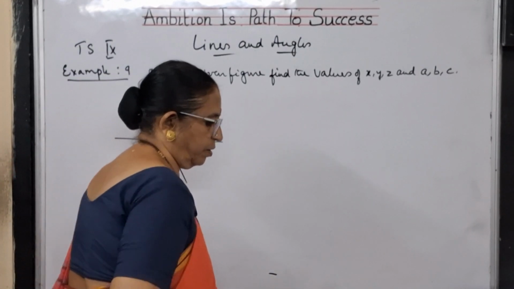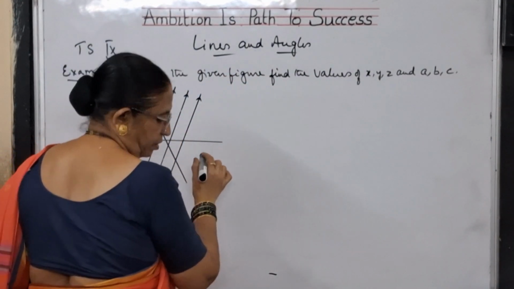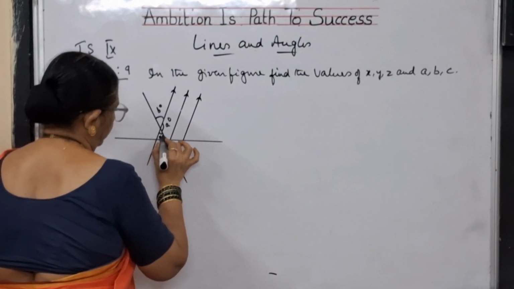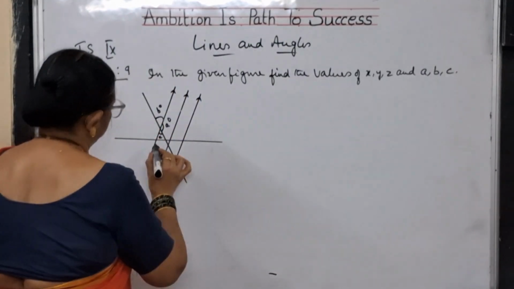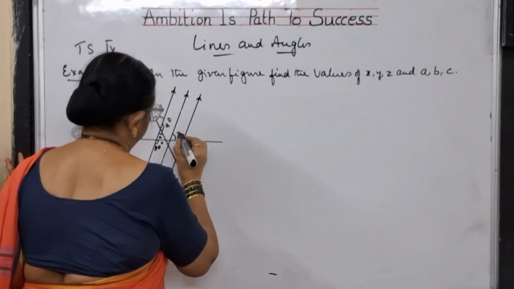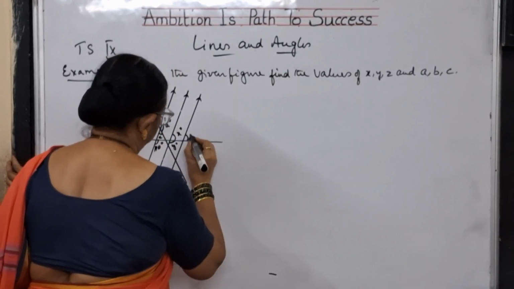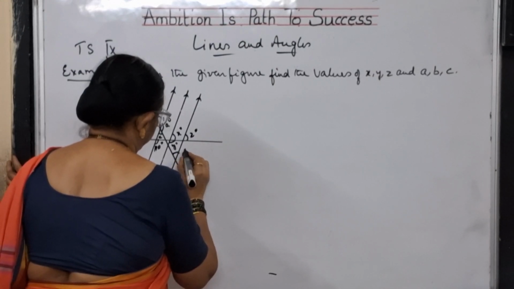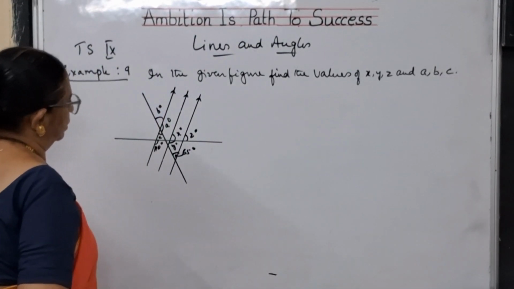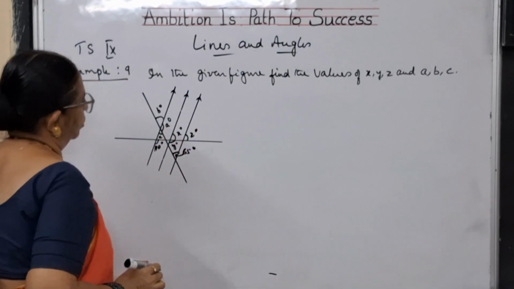This is another line. Now here A, B, C. Here this is A degrees, B degrees, C degrees. And then this is 110 degrees, and this is x degrees, y degrees, and z degrees. This is 65 degrees. This one is 65 degrees. So you need to find out what is A, what is B, what is C, and what is X, what is Y, what is Z.